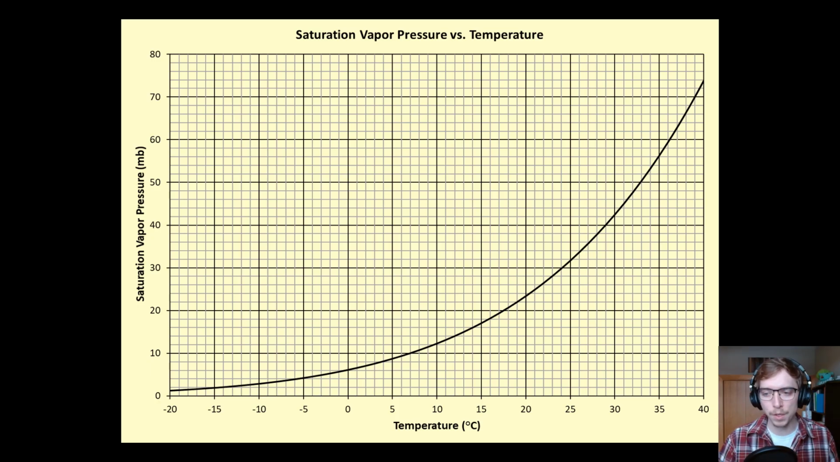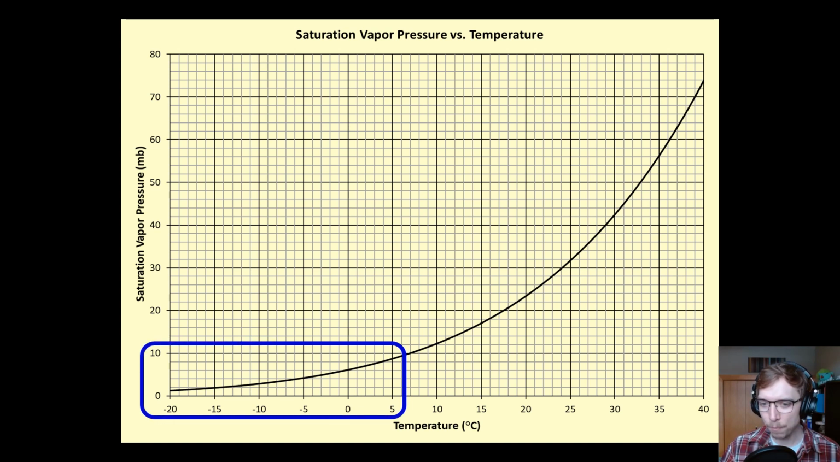So we could look at this. What does that actually look like in graph form? It's a pretty consistent relationship. We've got saturation vapor pressure on the y-axis, and the x-axis is just temperature, the horizontal axis. We're going from negative 20 degrees Celsius to positive 40 degrees Celsius on the horizontal axis, and just below zero vapor pressure to 80 millibars of vapor pressure on the vertical axis.